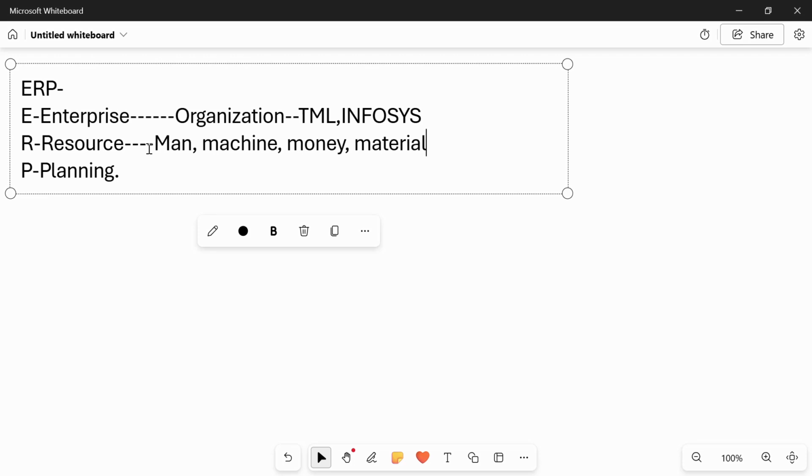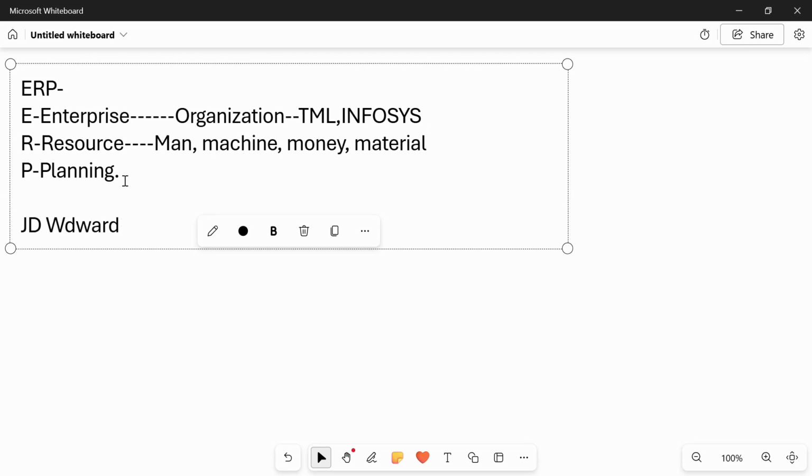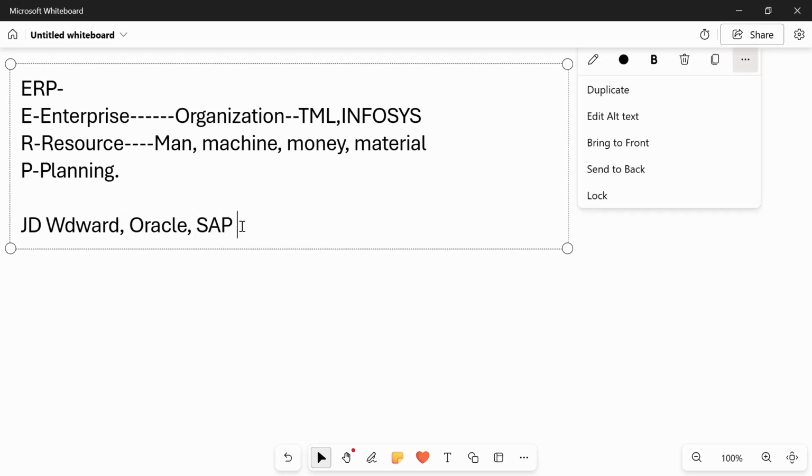In the market, there are multiple ERP software tools like JD Edwards, or we can say Oracle, etc. And SAP is one of them. SAP is also one of them. So these are multiple ERP tools or ERP software which help to manage the resources of the organization.